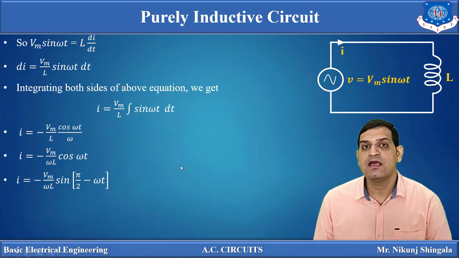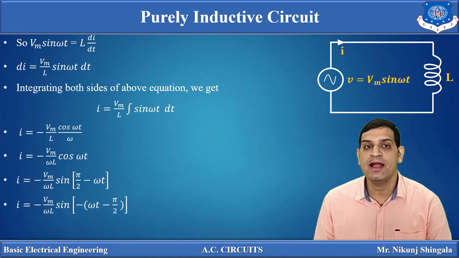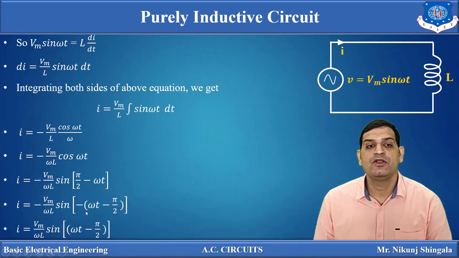So i is equal to minus Vm divided by omega L sin in bracket pi by 2 minus omega t. So i is equal to minus Vm divided by omega L sin, taking minus common from this term, sin in bracket minus in bracket omega t minus pi by 2 bracket complete. Now sin of minus theta is equal to minus sin theta, so minus minus becomes plus. So i is equal to Vm divided by omega L sin omega t minus pi by 2. So this is the expression of the resulting current.